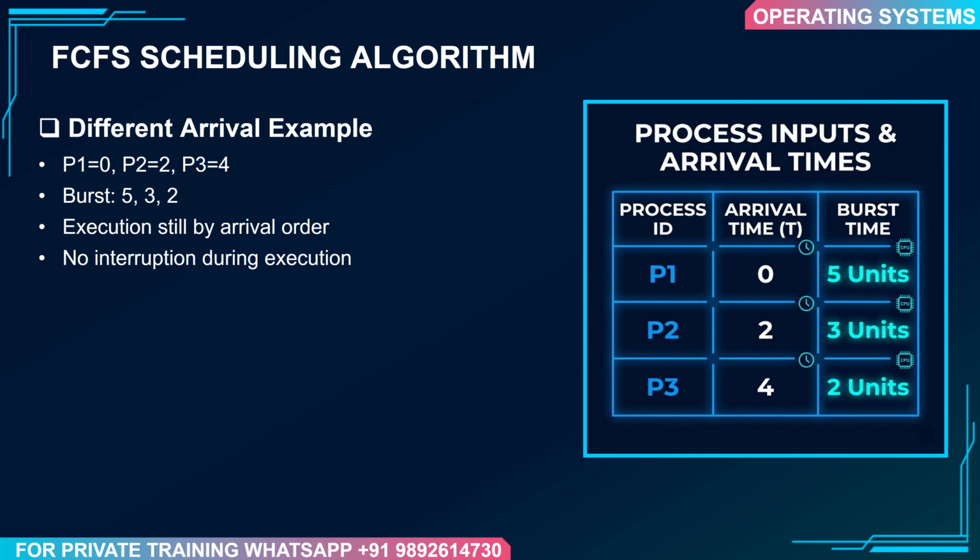Now, let's take a slightly more realistic example where processes do not arrive at the same time. And this changes how the scheduling works. Imagine three processes again, but this time P1 arrives at time 0, P2 arrives at time 2, and P3 arrives at time 4. Their burst times are P1 equals 5 units, P2 equals 3 units, and P3 equals 2 units.